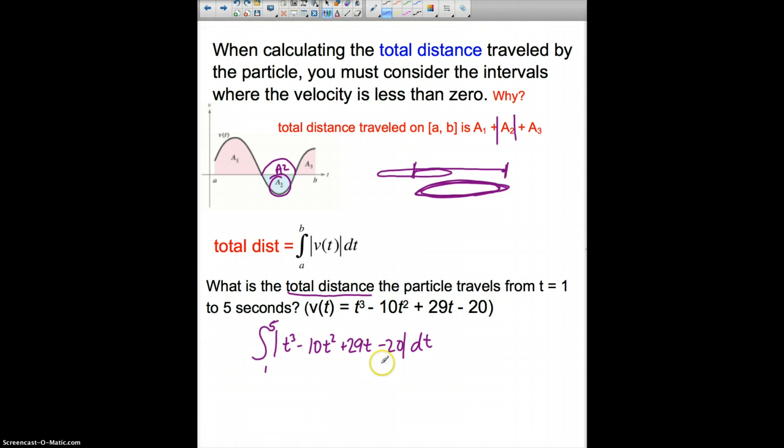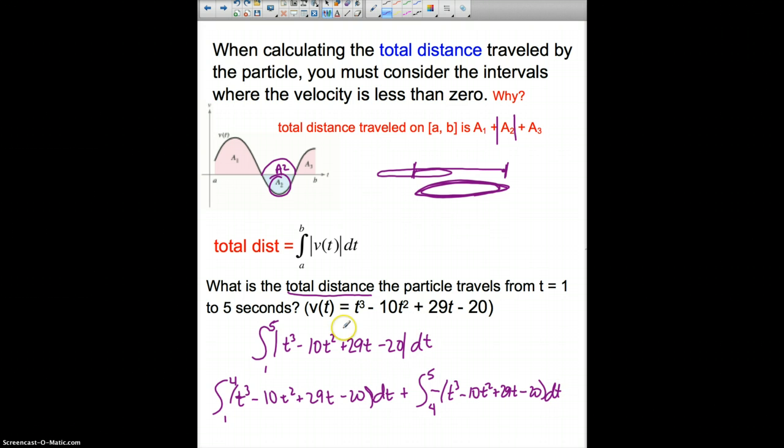All right, so from 1 to 4, we're going to use the integrand as is, t cubed minus 10t squared plus 29t minus 20 with respect to t, plus the area from 4 to 5, but we want the opposite of the area because we want it to be positive. So you could either do minus the area or just put the negative inside here, just as long as you do the negative of the whole thing.